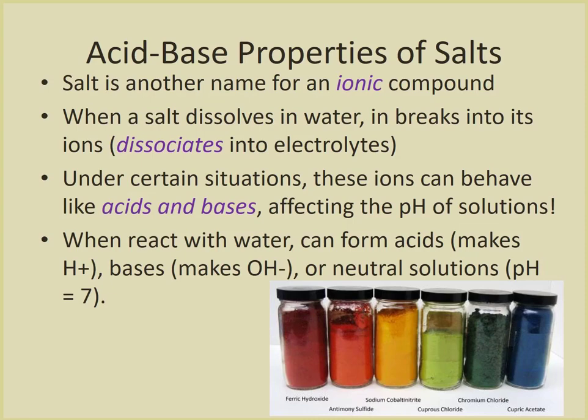Let's look at acid-base properties of salts. A salt is another name for an ionic compound. So it will have a metal and a nonmetal. It could have a metal and a polyatomic ion, and it could also be two polyatomic ions.